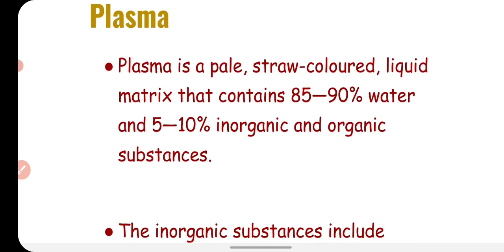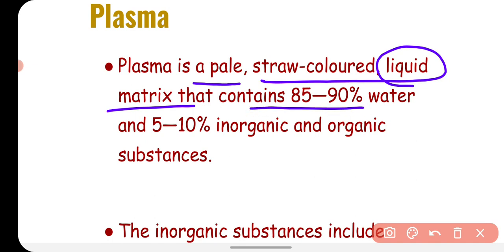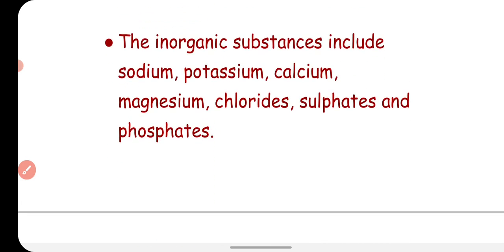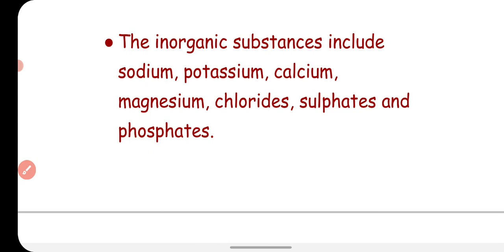Plasma is a pale straw colored liquid matrix that contains 85 to 90% water and 5 to 10% inorganic and organic substances. Plasma is the matrix of the blood. The inorganic substances are sodium, potassium, calcium, magnesium, chloride, sulfate and phosphate, and these are found in the plasma.